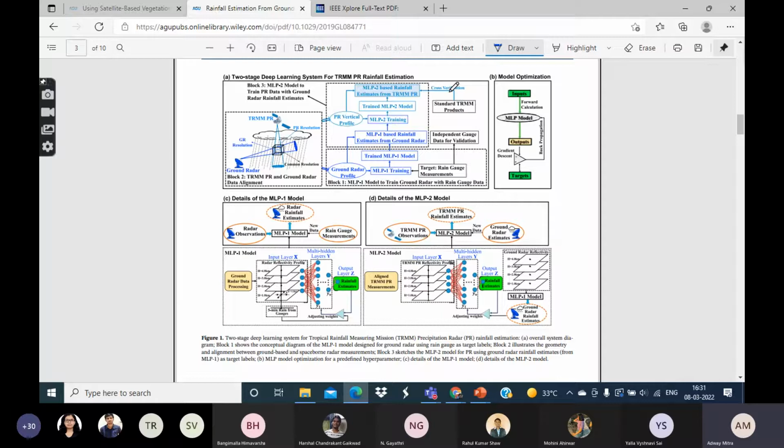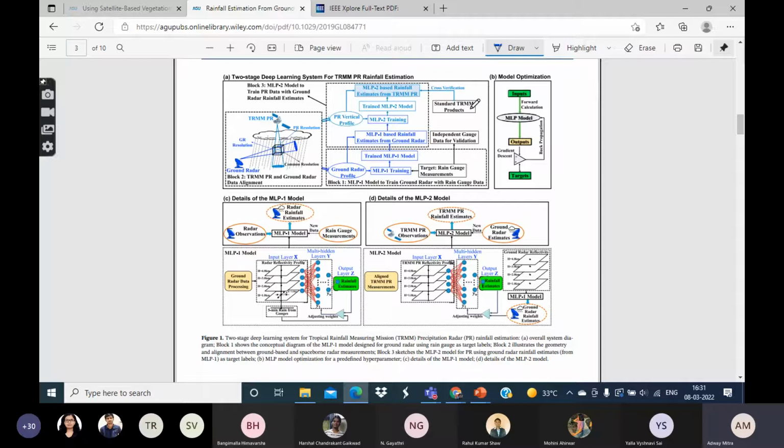While it is being trained, cross validation is done using some standard TRMM products. TRMM already has a lot of data products where they provide high resolution estimates of rainfall all over the world. So they already have some way to map their satellite imagery, or their radar imagery, to actual rainfall values.